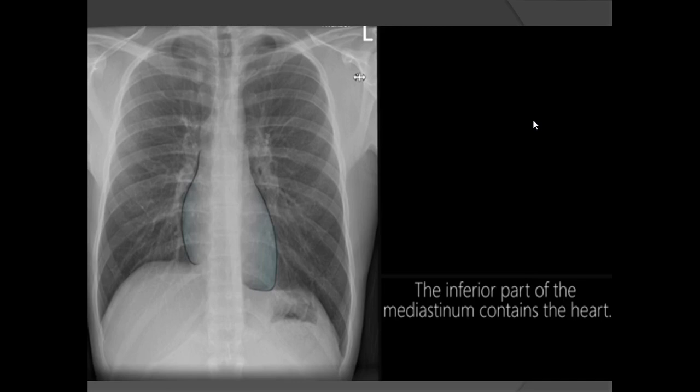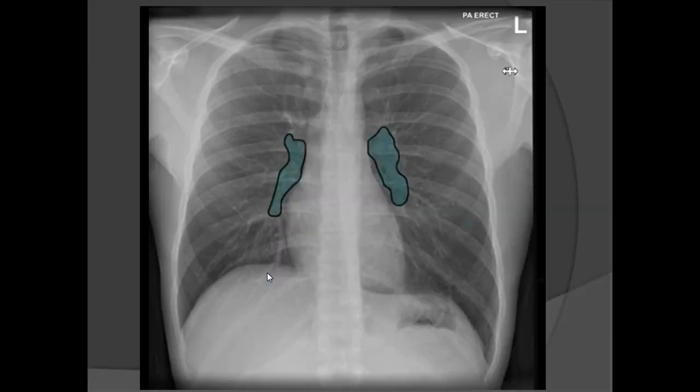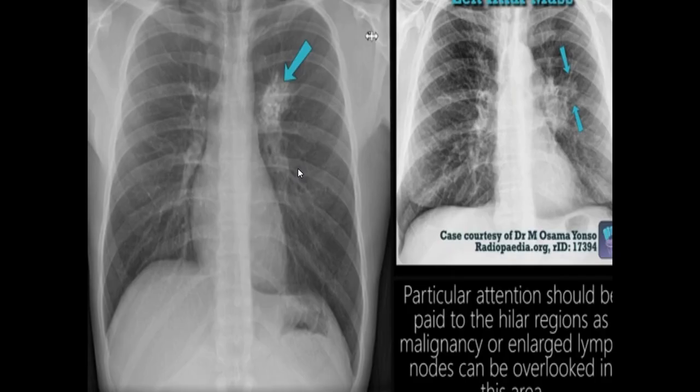Then comes the inferior part of the mediastinum, which contains the heart, right heart border and left heart border, as you all know. Then comes the hila. Normally the hila should be concave on either aspect, on the right and left side. If they are convex or more bulky, then you have to again think of lymphadenopathy. This is an example of bulky hila. Here you see the left hilum is convex.